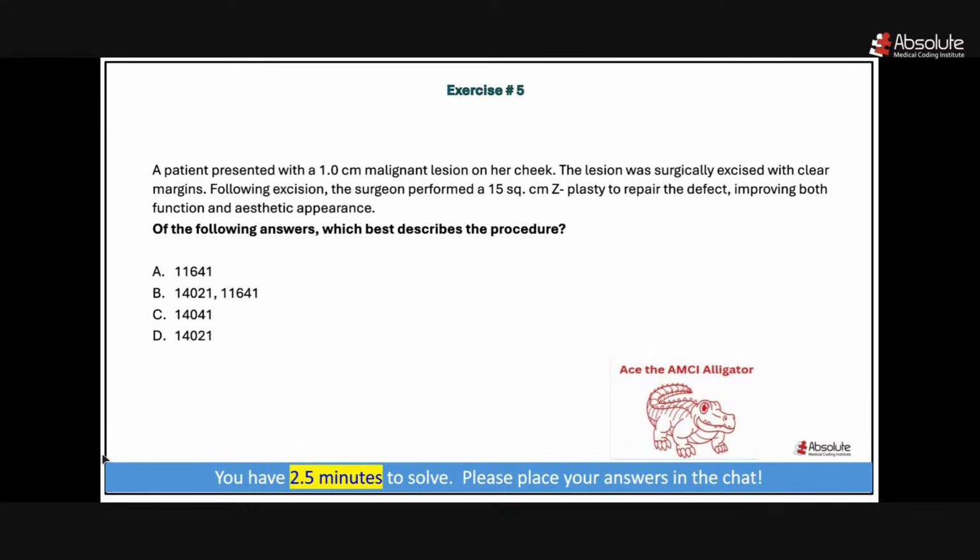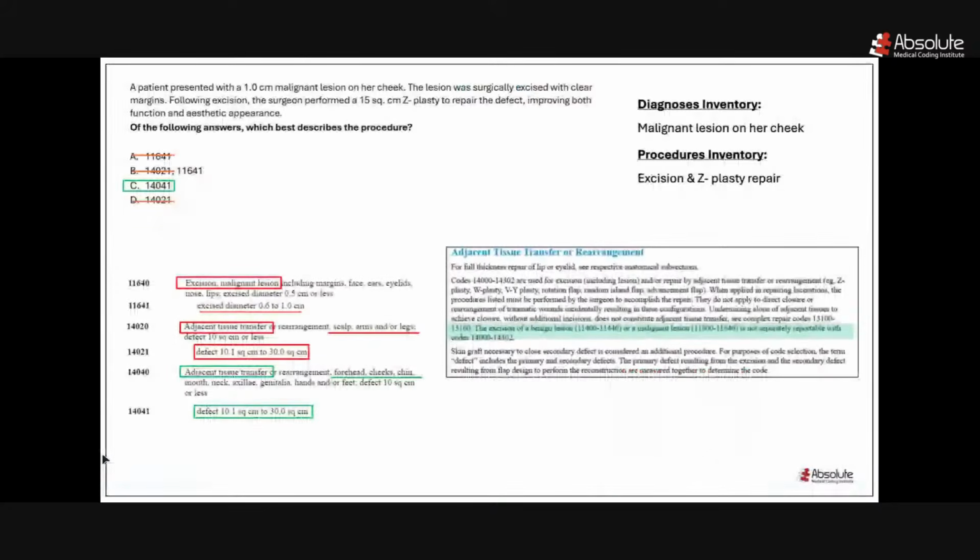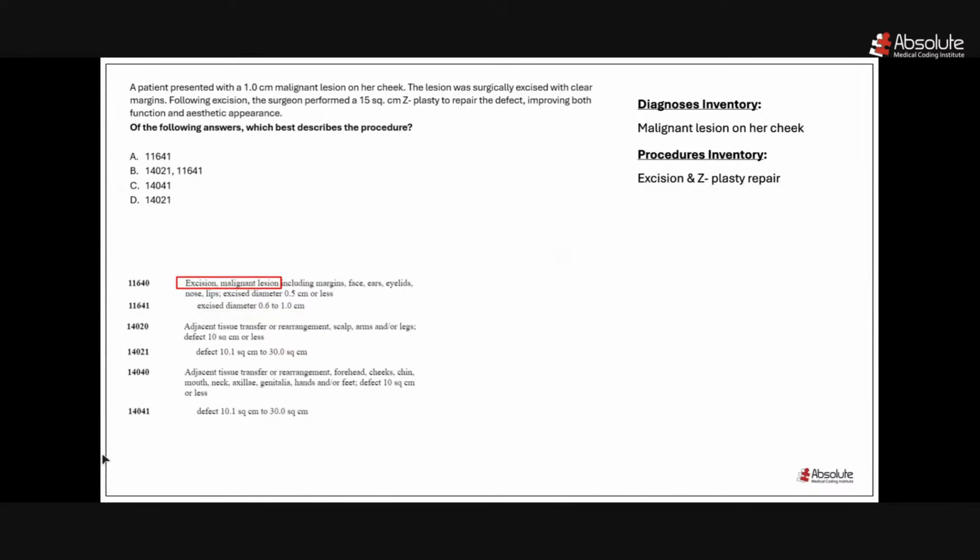Okay, coders, keep the answers coming in the chat, and let's review this one. Let me walk you through this scenario. So here we have a patient with a malignant lesion on her cheek, excision and Z-plasty repair was performed.